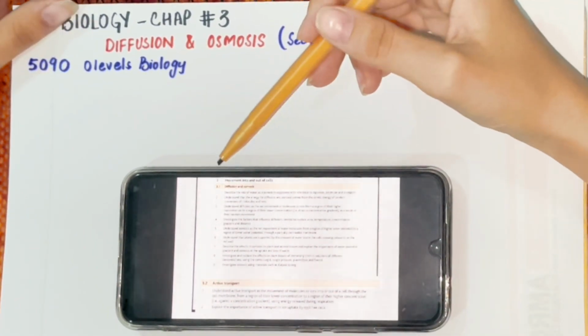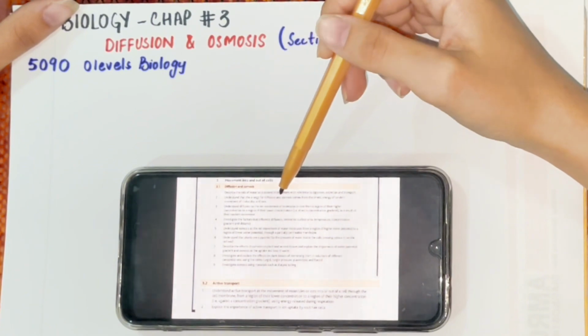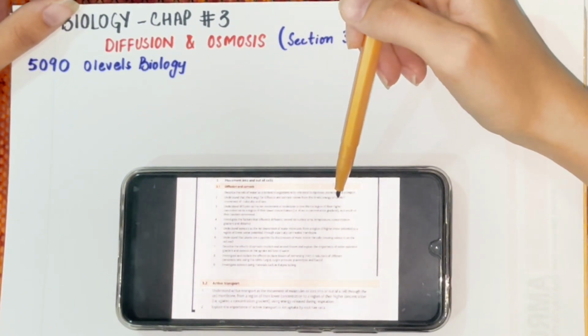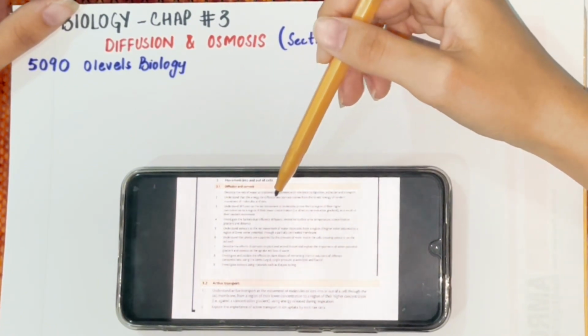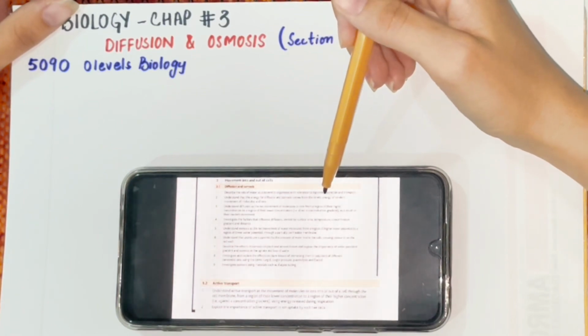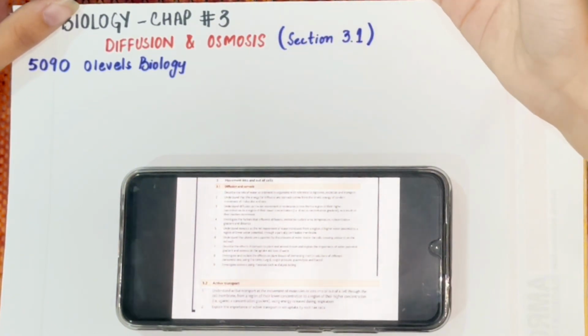The second point says: understand that the energy for diffusion and osmosis comes from the kinetic energy of the random movement of molecules and ions. How the movement of molecules is related to the kinetic energy of the molecules, we need to discuss that.